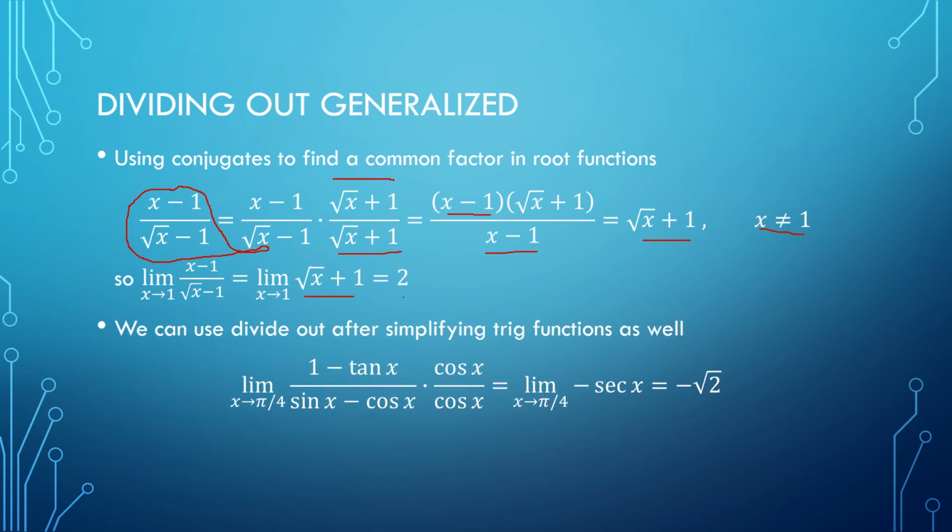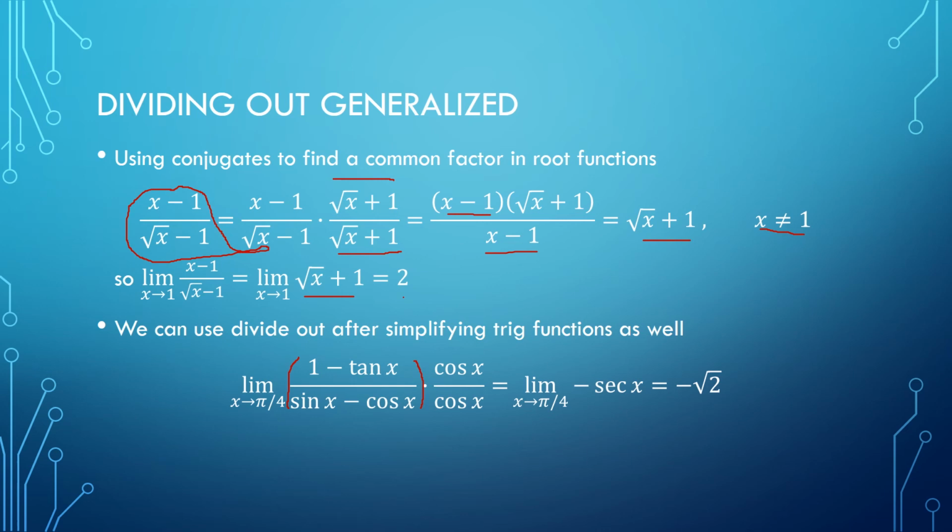We can use this divide out technique for simplifying trig functions as well. So if you have some difficult trig function, suppose your given function is this one, 1 minus tangent divided by sine minus cosine. Again, your first instinct is to plug in pi over 4, but you're going to get a divide by 0 error. Sine of pi over 4 equals cosine of pi over 4. So if you plugged in, you'd be dividing by 0.